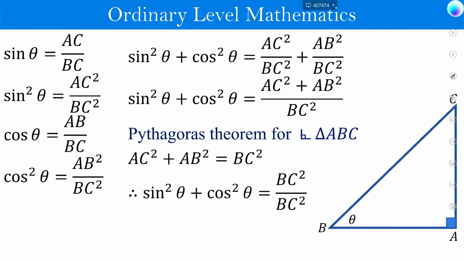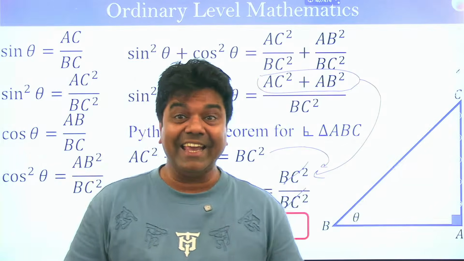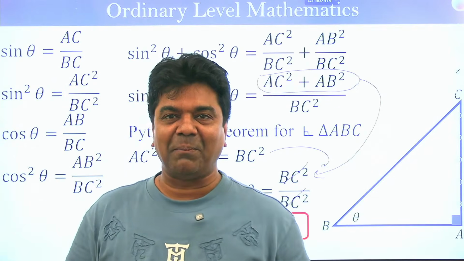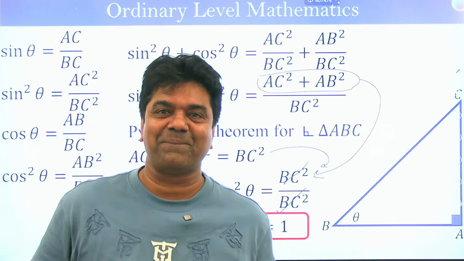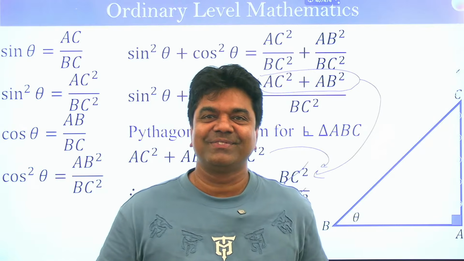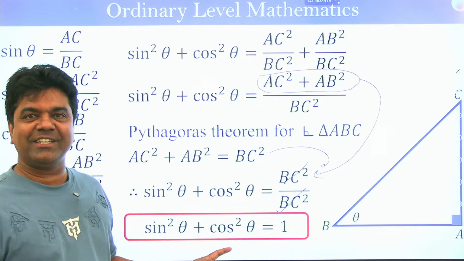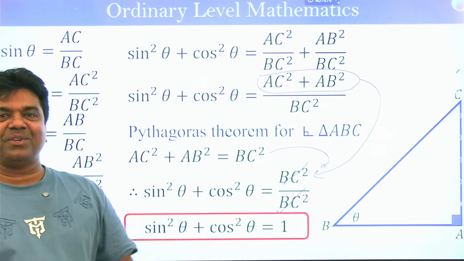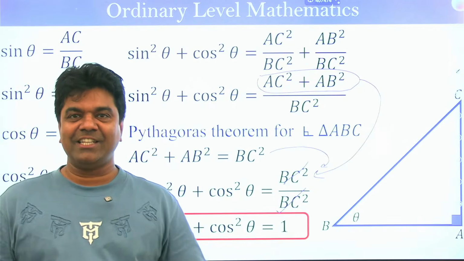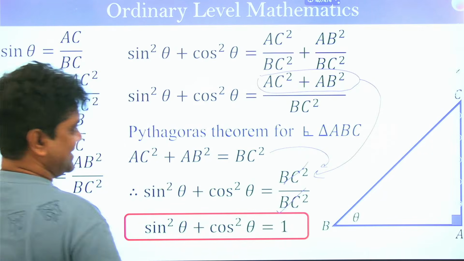So yes. Here AC squared plus AB squared is what? BC squared. So you cancel this off. You get that A-level mathematical formula, sine squared plus cos squared equals 1. Okay, so this is interesting. That is something you can use even in the future for any other topic, because that is a standard formula in pure mathematics, trigonometry more precisely.